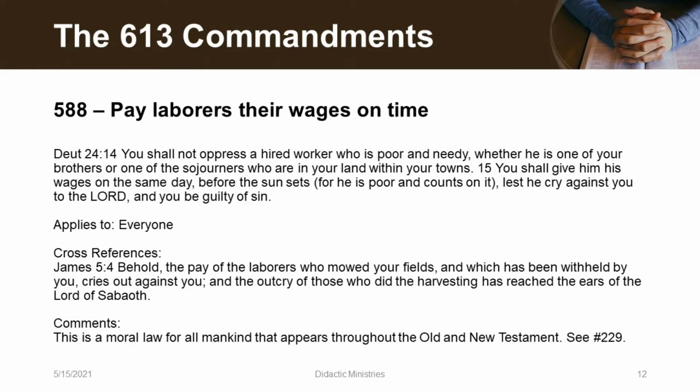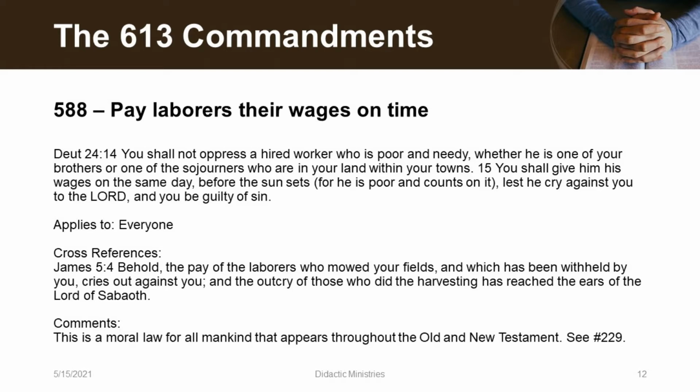In ancient Israel, the poor would work as day laborers doing farm work, construction, or other manual labor. They lived hand to mouth and depended on getting paid at the end of each day. The rich might be tempted to dock their pay or cheat them out of their wages altogether. Notice what James says in James chapter 5, verse 4. "Behold, the pay of the laborers who mowed your fields, which has been withheld by you, cries out against you, and the outcry of those who did the harvesting has reached the ears of the Lord of Sabaoth."